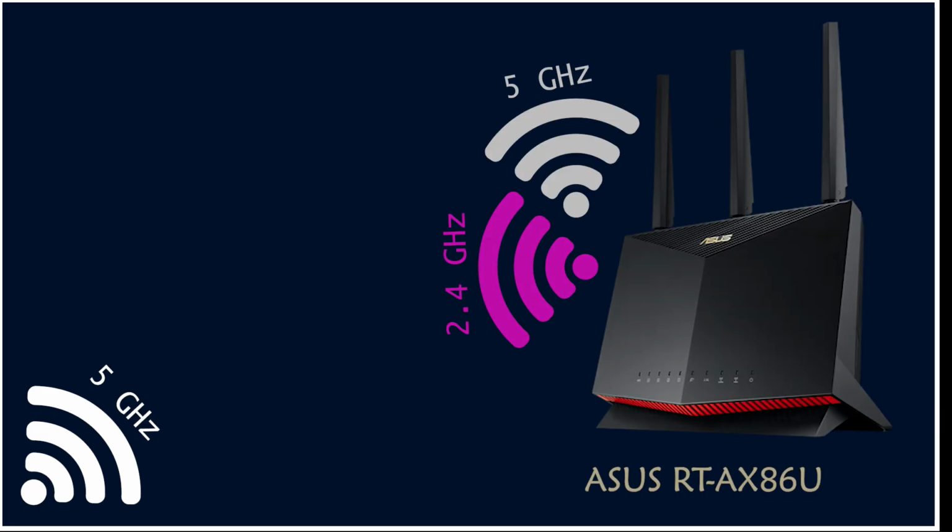A good example of a dual band wireless router that supports both 2.4 GHz and 5 GHz is the Asus RT-AX86U, which I have reviewed on this channel before. And in my opinion, it is still a very capable Wi-Fi 6 router even today.